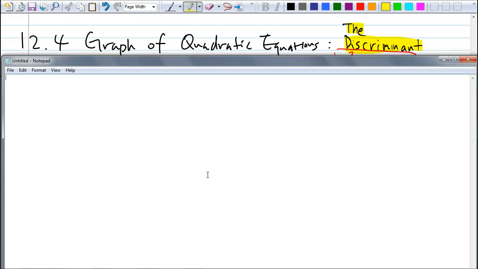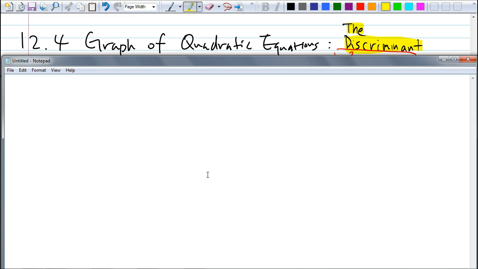All right. So today we're going to talk about graphs of quadratic equations, something called the discriminant. We're not actually graphing quadratic equations. By the way, when you graph it, what does it look like? It's going to look like a parabola. We're going to just sketch these. We're not going to actually graph them the way we did before.